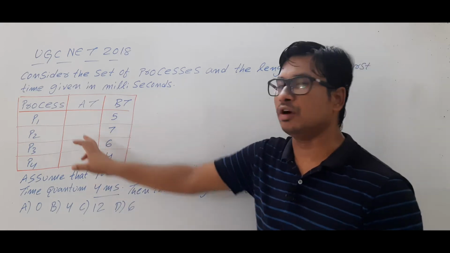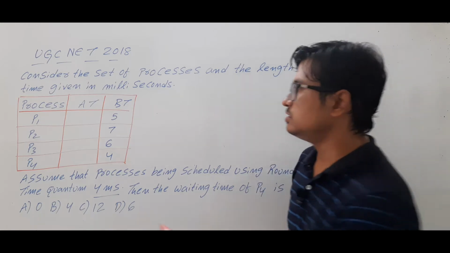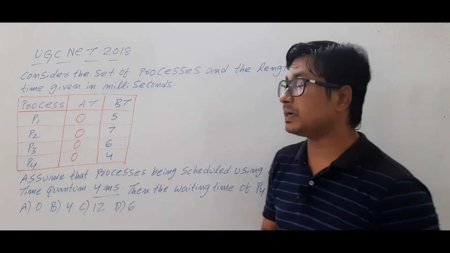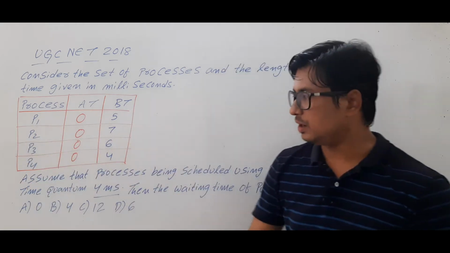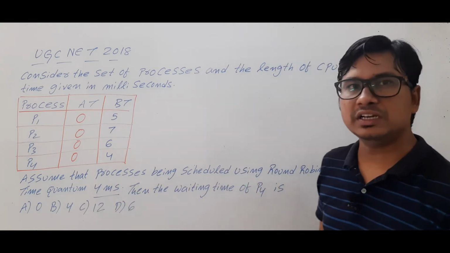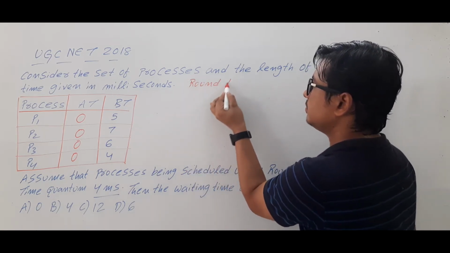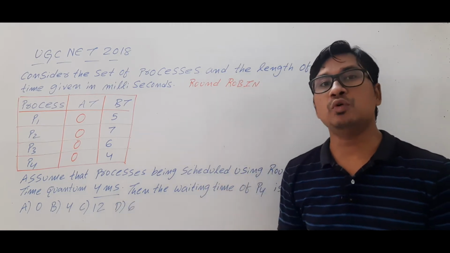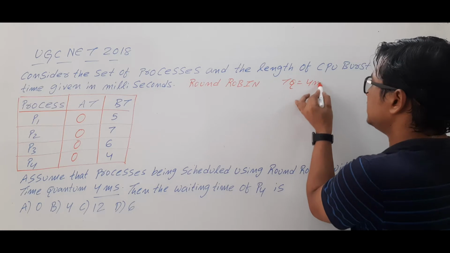If you look at it, they have not given the arrival time. In the question, if they do not give the arrival time, you can consider it as 0. At 0 milliseconds, all the 4 processes arrived, but the arrival order is first process P1, then process P2, then process P3, process P4. Now they are asking about the waiting time of process P4 and the scheduling algorithm is round robin with time quantum as 4 units. In the round robin scheduling algorithm, the time quantum is one of the important parameters. So they have given the time quantum as 4 milliseconds.